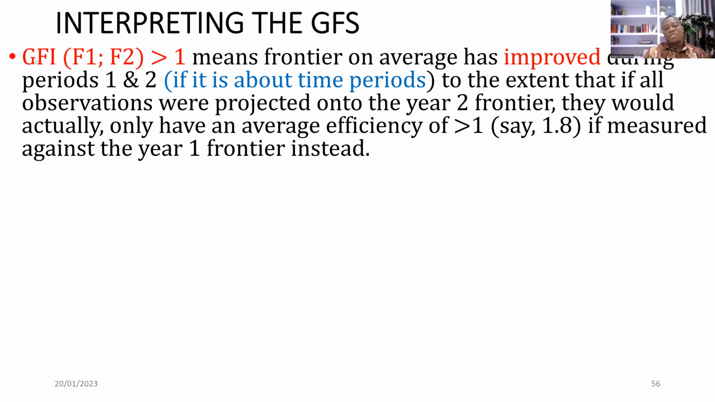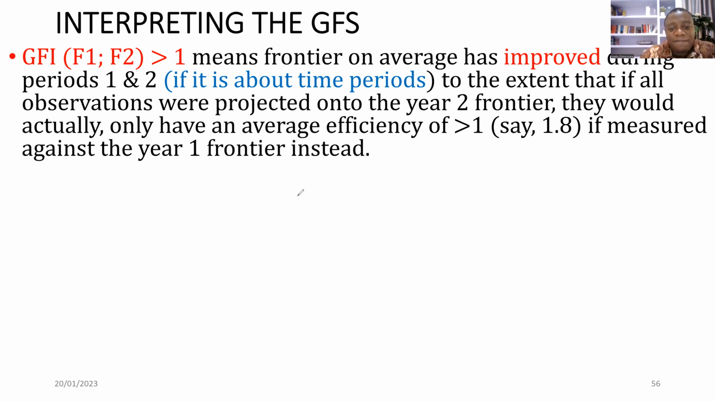If you have the global frontier index between frontier 1 and frontier 2, and the value is greater than 1, listen carefully here, for the value to be greater than 1, the ratio of the geometric mean of frontier 1 and the geometric mean of frontier 2, which one will be bigger? Which one will be bigger? Let me explain what I mean.